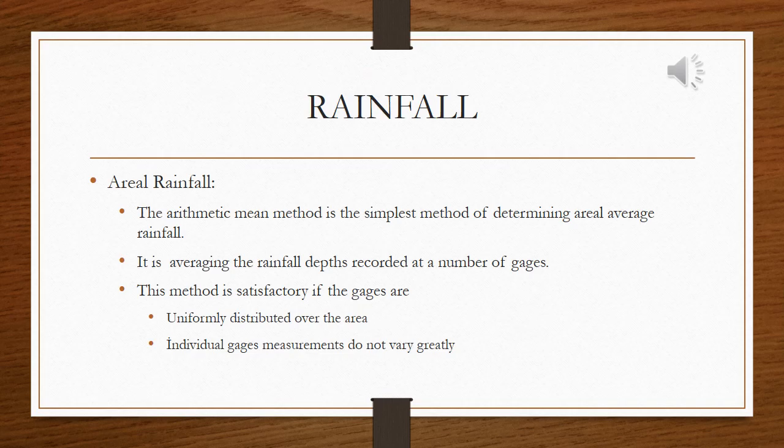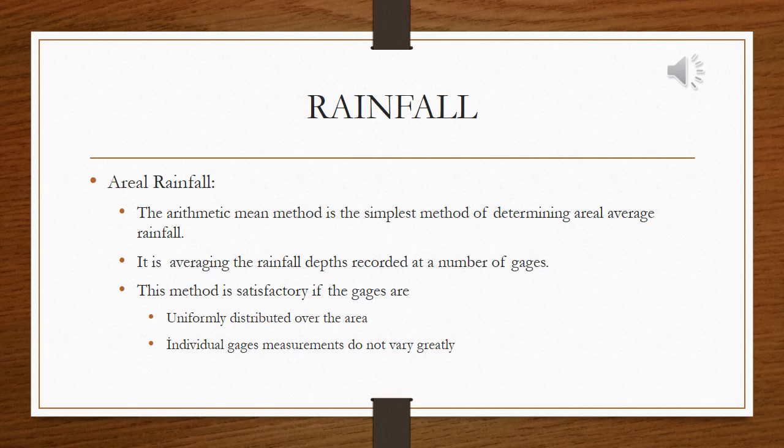Okay, the next subchapter is rainfall. We need to determine how much rainfall, the amount of rainfall, in one catchment. In order to do this, we are taking the area rainfall. We have several methods, like the arithmetic mean method, Thiessen method, Isohyetal method, and so on. The arithmetic mean method is the simplest method of determining areal average rainfall.